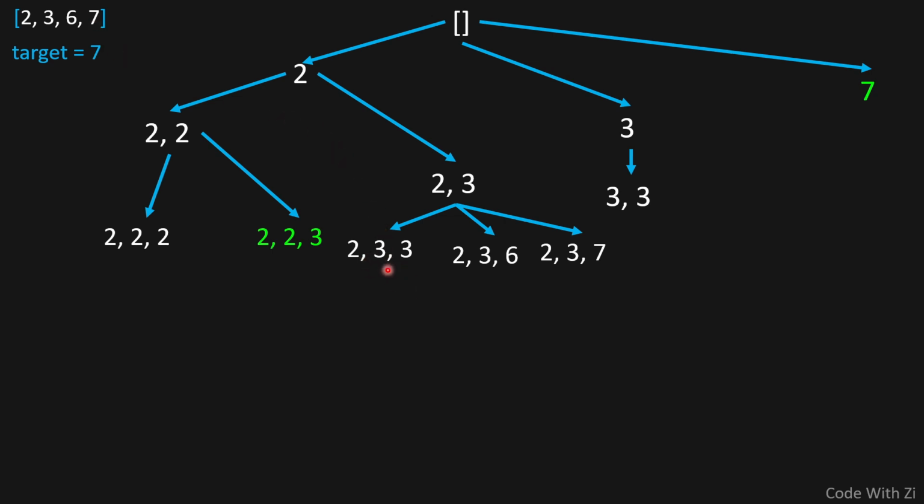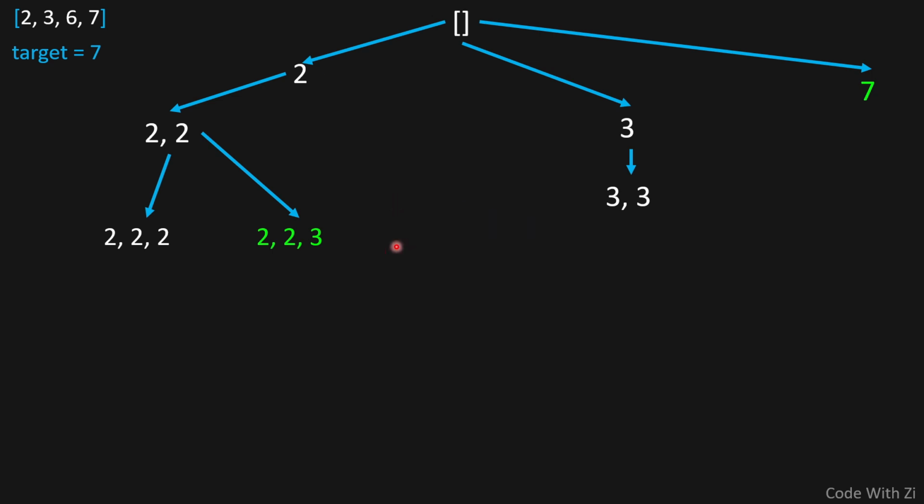Well, 2 plus 3 plus 3 is going to give us 8, so this is greater than our target, and we don't want it. And same thing for this one and this one. The sum of all of these is greater than our target, so we're going to ignore them entirely. And then we're going to expand this one. Is 3 plus 3 equal to our target? Not really, this is 6 and our target is 7.